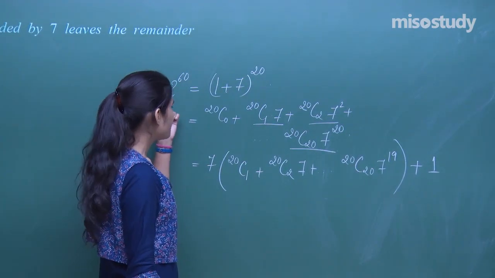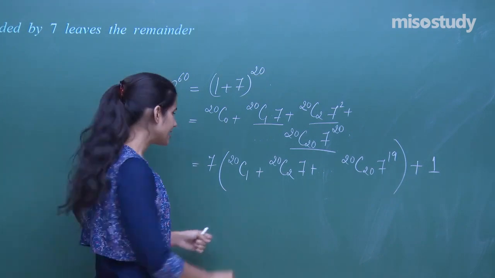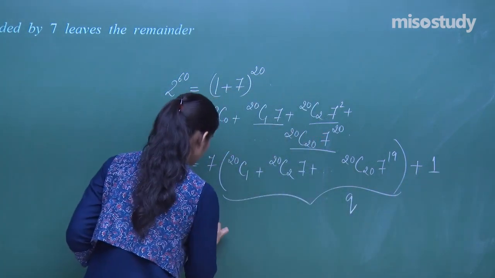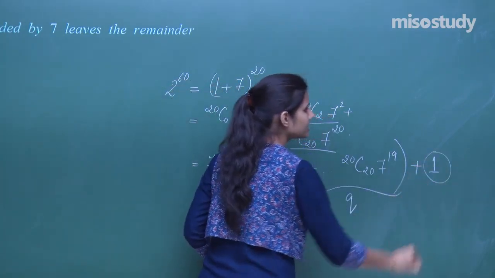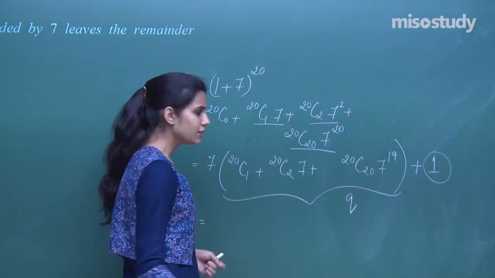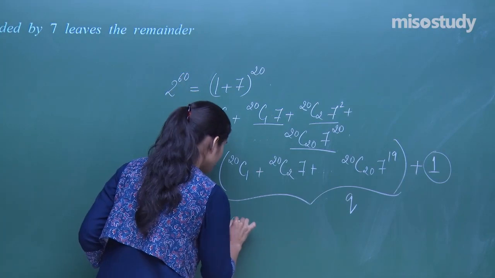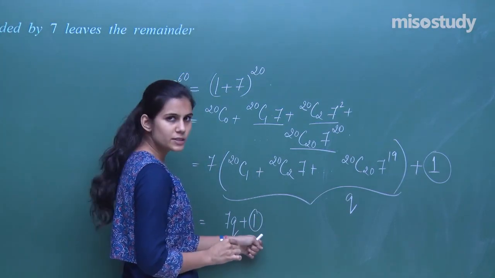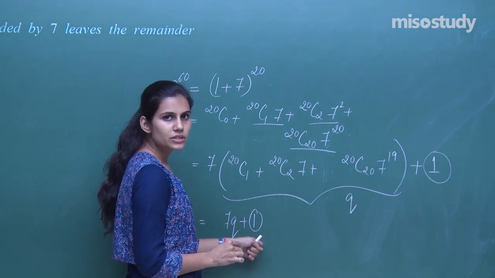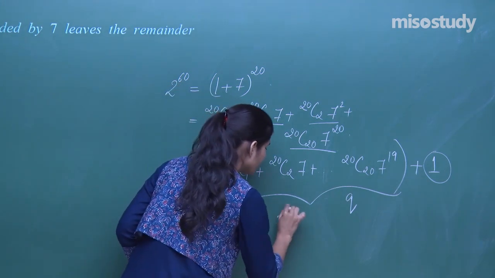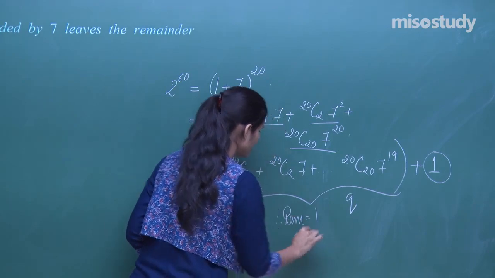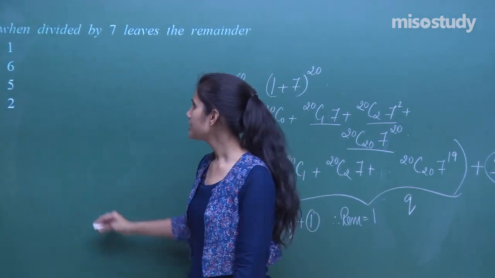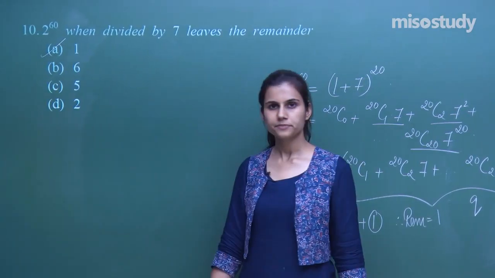So when I basically express it like this, I get 7 times something plus 1 where this particular term is strictly less than 7 and greater than or equal to 0. So this can be written as 7q plus 1. 2 to the power 60 can be written as 7q plus 1 where 1 is greater than or equal to 0 and strictly less than 7. Therefore, remainder is 1 when you have divided 2 to the power 60 by 7. So your remainder in this case comes out to be 1.